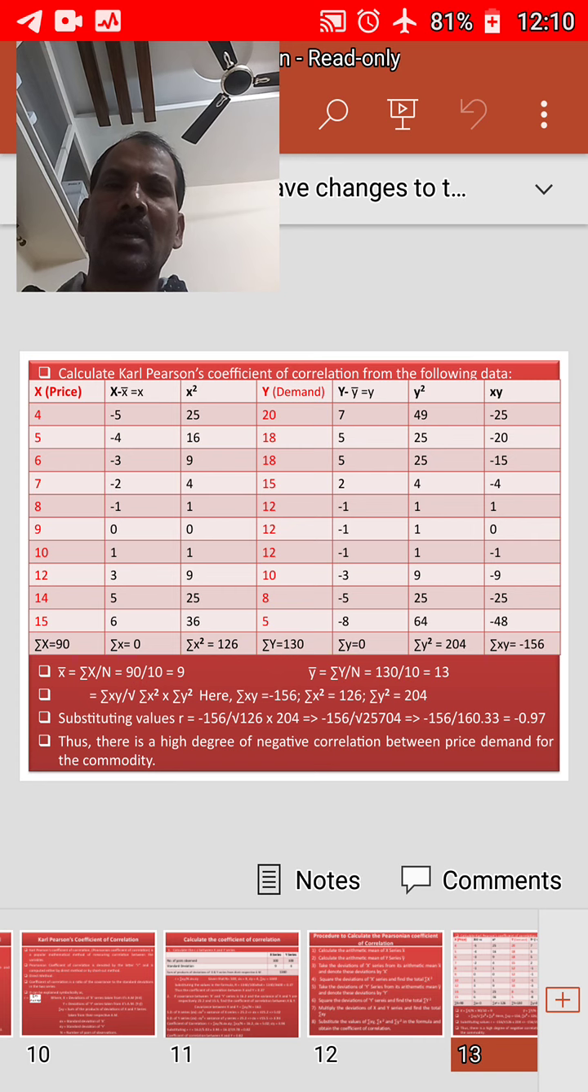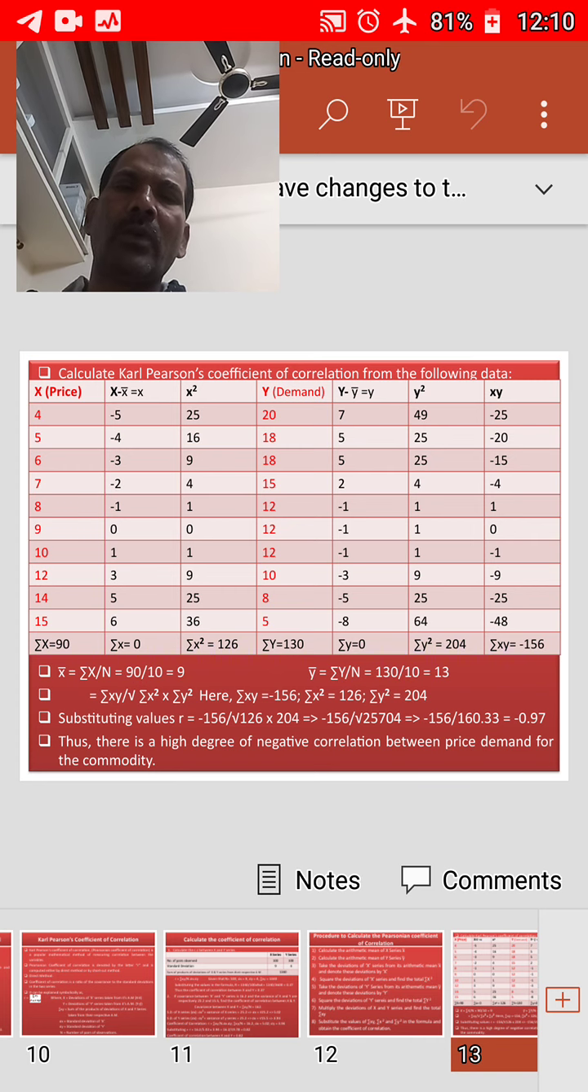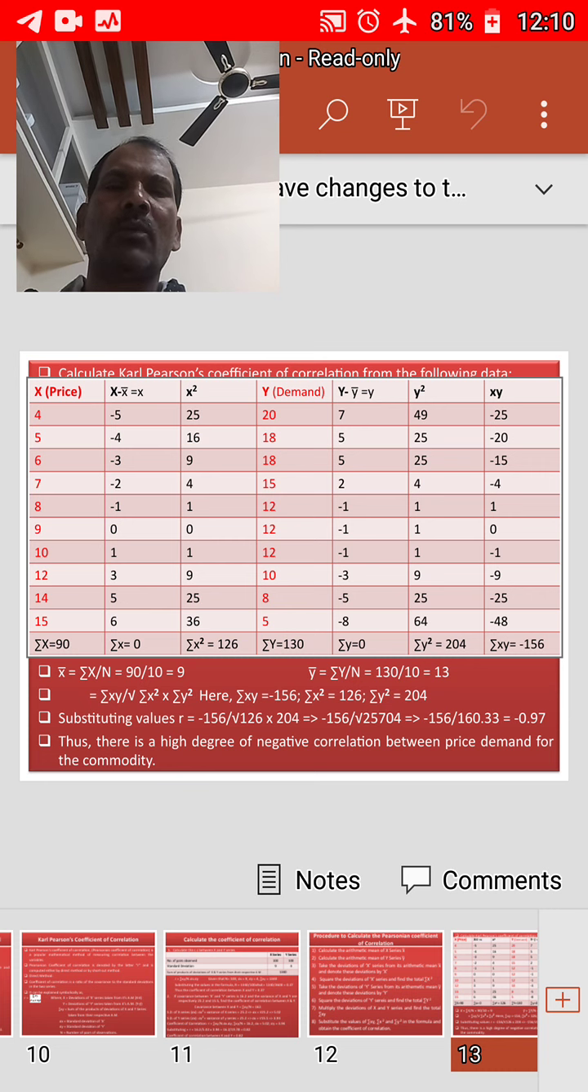And y minus y bar: 20 minus 13 is 7, 18 minus 13 is 5, 18 minus 13 is 5, 15 minus 13 is 2, 12 minus 13 is minus 1, 12 minus 13 is minus 1, 12 minus 13 is minus 1, 10 minus 13 is minus 3, 8 minus 13 is minus 5, 5 minus 13 is minus 8, and we need to make y square.